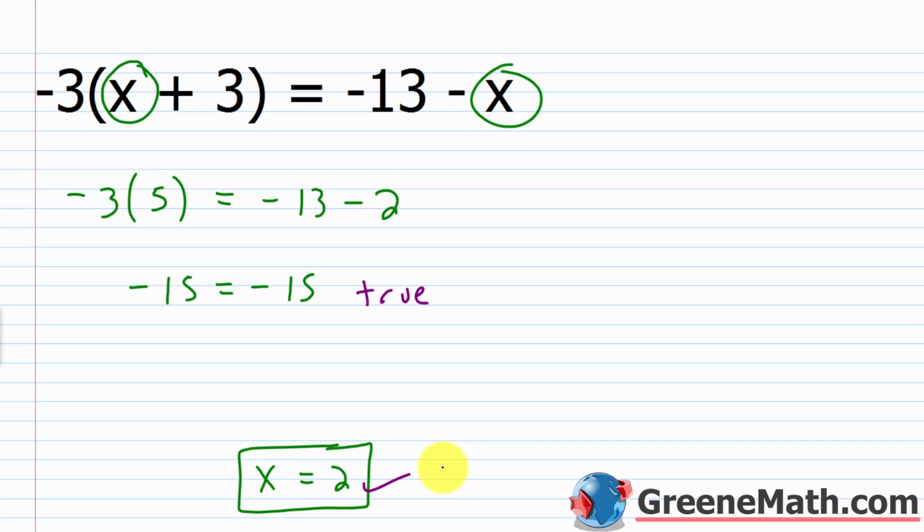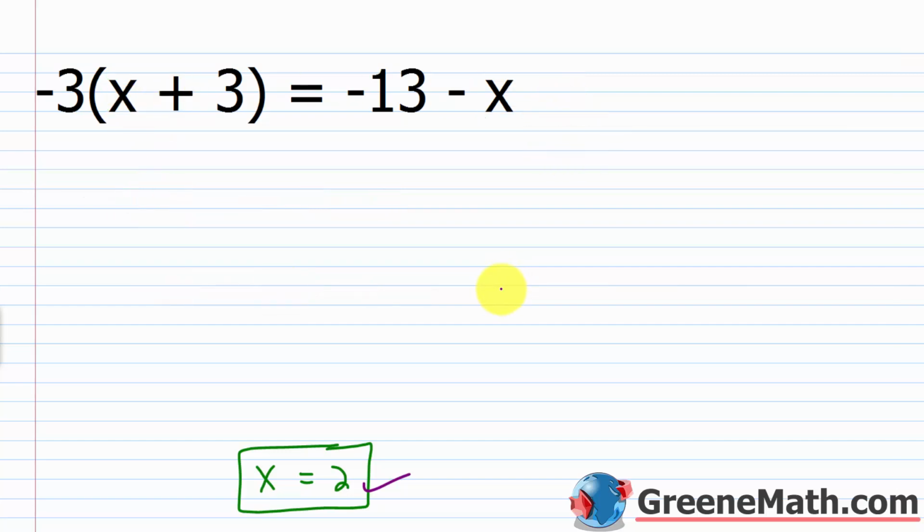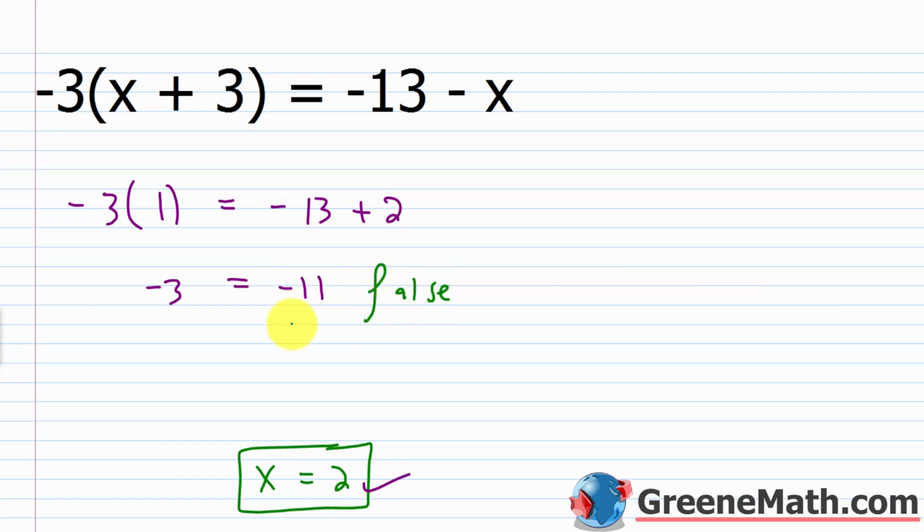But that's when x equals 2. So what if I tried a different value for x? We would see that we get a false statement, right? So let me erase this, and let's suppose I chose the value of negative 2 for x. So negative 3 times negative 2 plus 3, which is going to give me 1. This equals negative 13 minus a negative 2, which is plus 2. So negative 3 times 1 is negative 3. Negative 13 plus 2 is negative 11. This is false. Negative 3 does not equal negative 11.